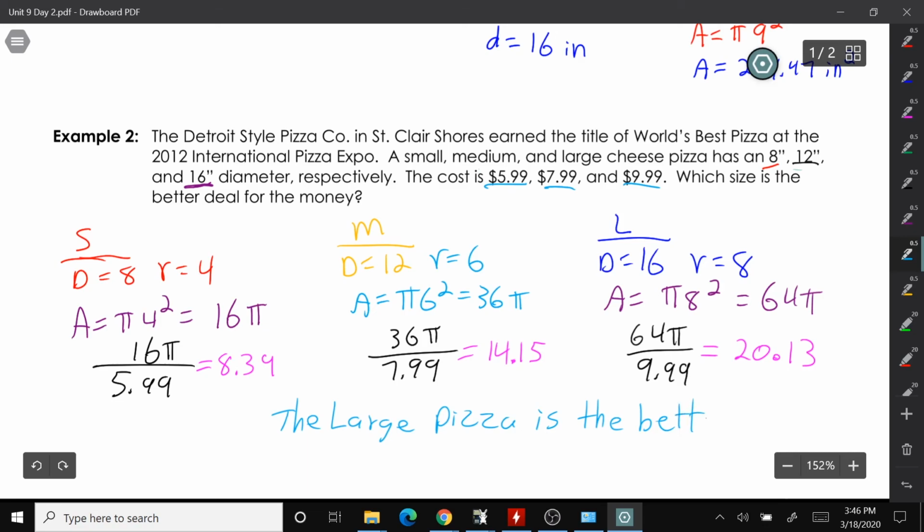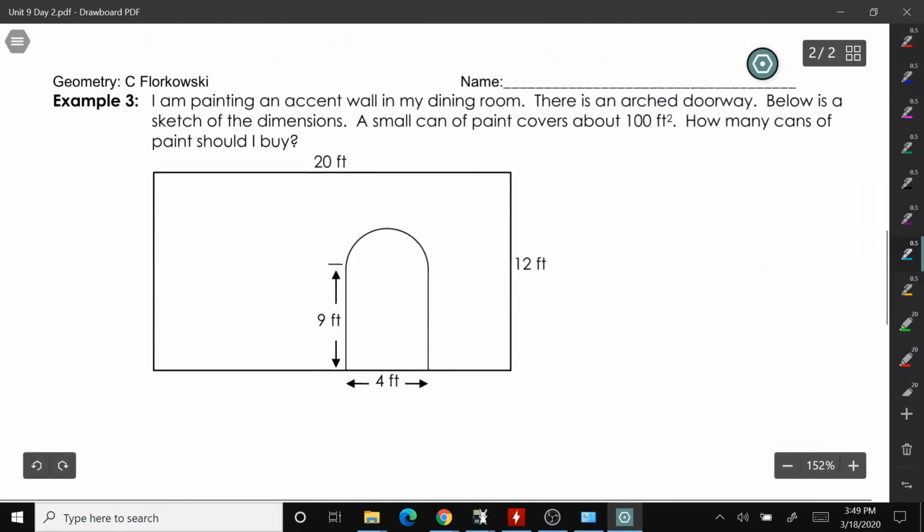And you will see that usually when you get a larger amount of something, the deal is better. That's why people like shopping at Costco, because since they're buying so much, they get a better deal on it. All right, let's look at the next page.